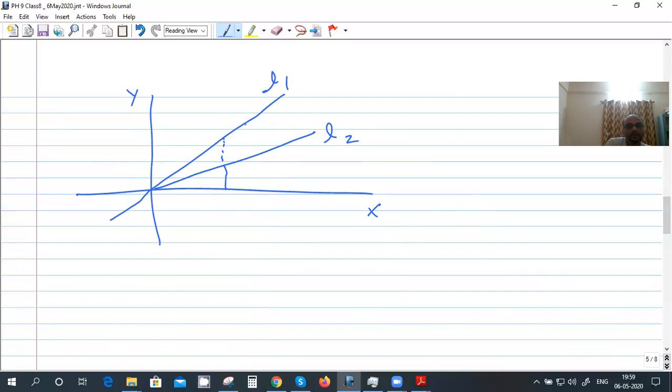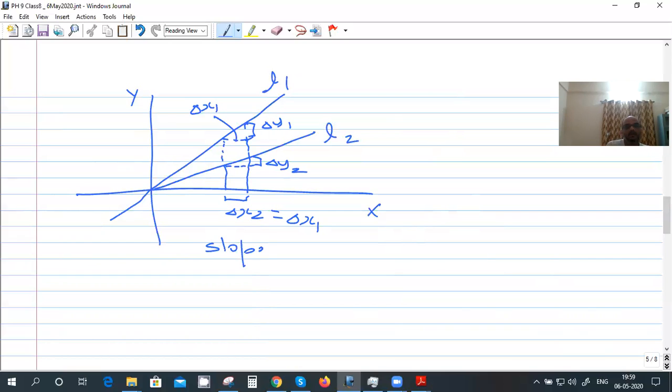We can take two points like this and make a triangle. This is the change in y. Let's call it delta y1 for line one, and this is delta x1. For the second line, this is delta y2, and delta x remains delta x1. Shouldn't it remain delta x1? Yes, you can call it that.